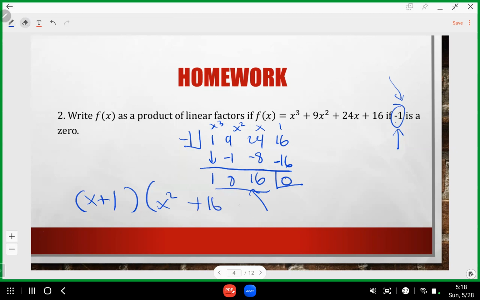Right, but we do need this as a product of linear factors. So how do we factor this? X plus 4 squared. No, it's not x plus 4 squared. So Edward, x plus 4 squared is equal to x squared plus 8x plus 16, where the 8x is gone in this situation, so it's not.